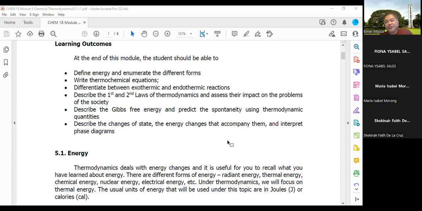We have started with energy, the capacity to do work, and the different forms. You have energy in motion, which is kinetic energy, and energy in position, which is potential energy. In the previous slide we also talked about radiant energy, thermal energy, chemical energy, nuclear energy, and other forms of energy that we discussed. The next thing we're going to talk about is the so-called thermochemical equation. How is it different from a typical chemical equation?